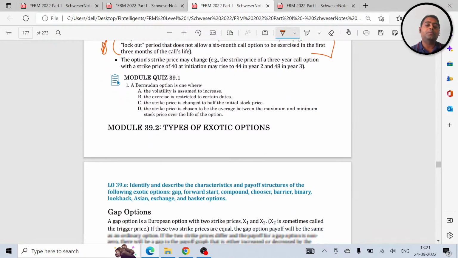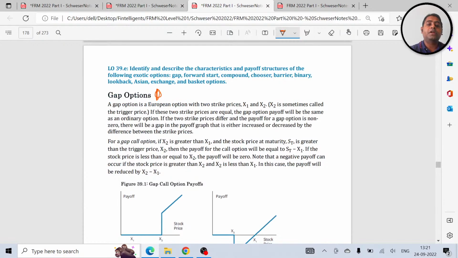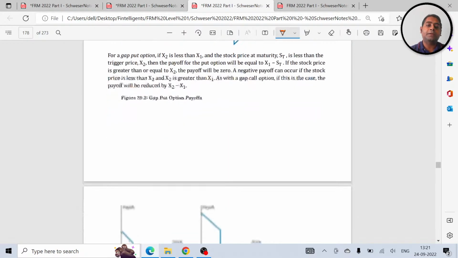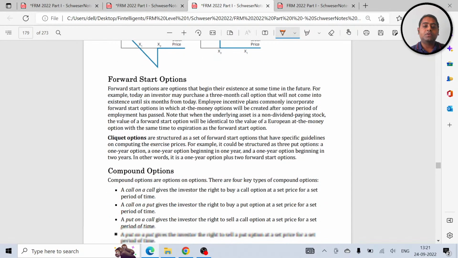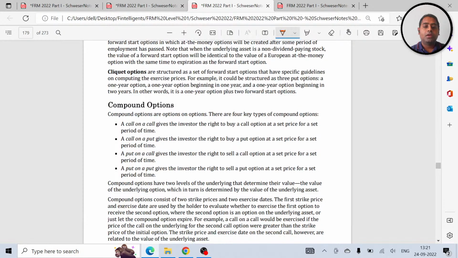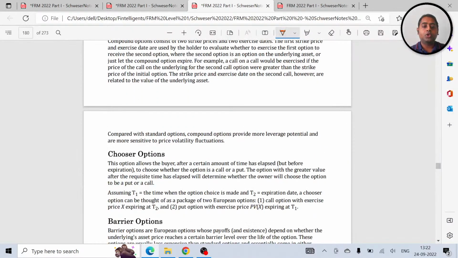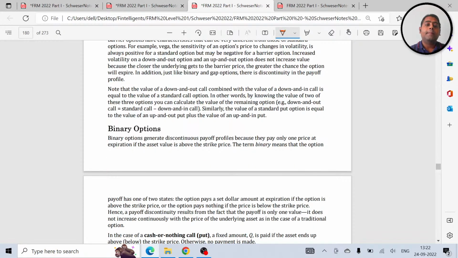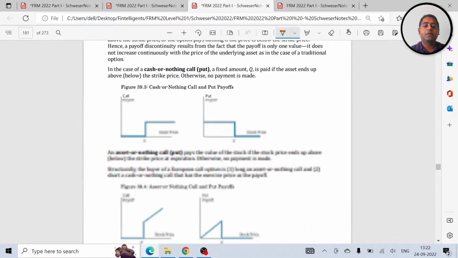Okay, the non-standard options. Gap option important, mark this as star. Very, very important from the exam perspective. Everything related to gap option, you should be clear. Forward start is okay. Compound is okay. Barrier option, important from the exam perspective. Okay. Binary option, important. Everything is important from the exam perspective.